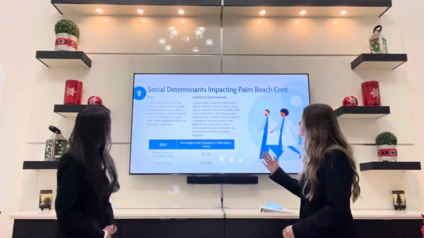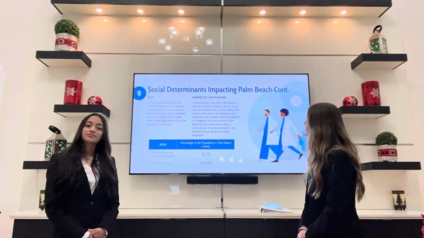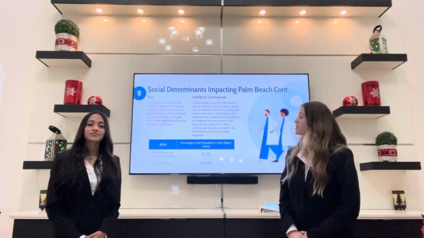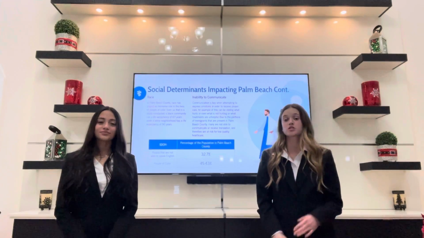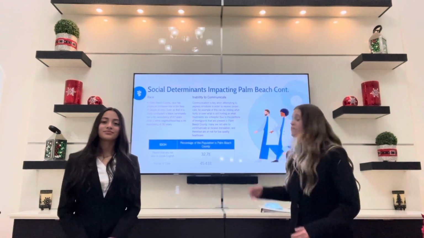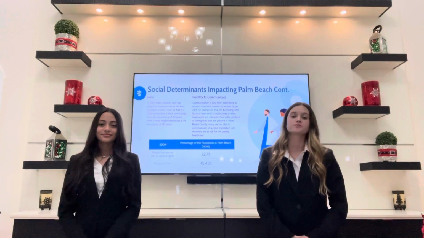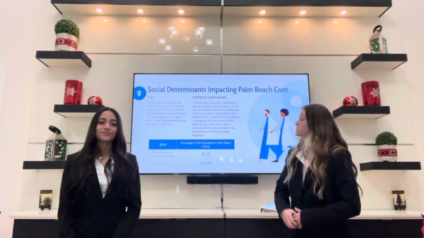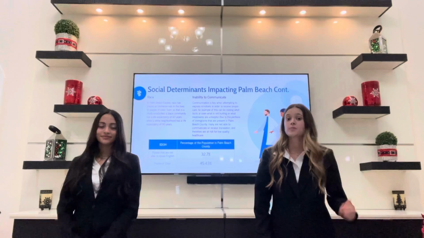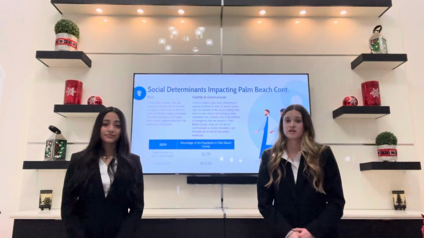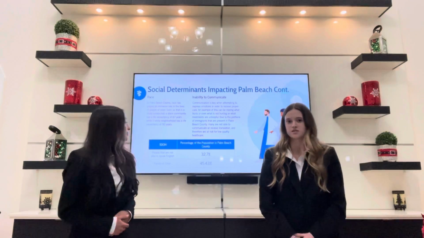In continuance, two other social determinants impacting Palm Beach right now are race and inability to communicate. In Palm Beach County, race has played an immense role, especially for people of color. 45.43% of Palm Beach County is made up of people of color. And a study showed that Black people most likely die around the age of 67 and white people around the age of 90. So why is there such a big life expectancy gap?